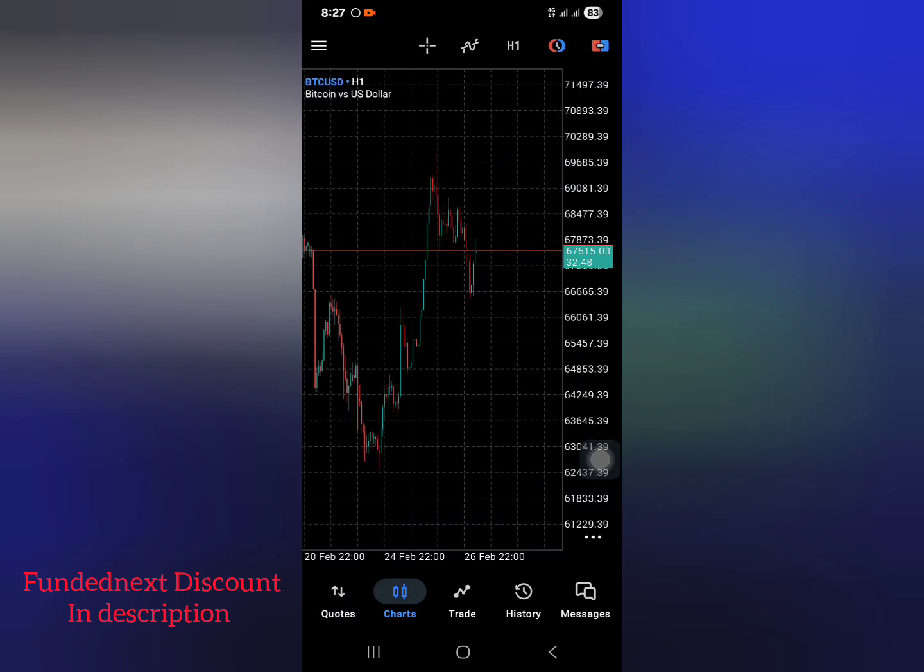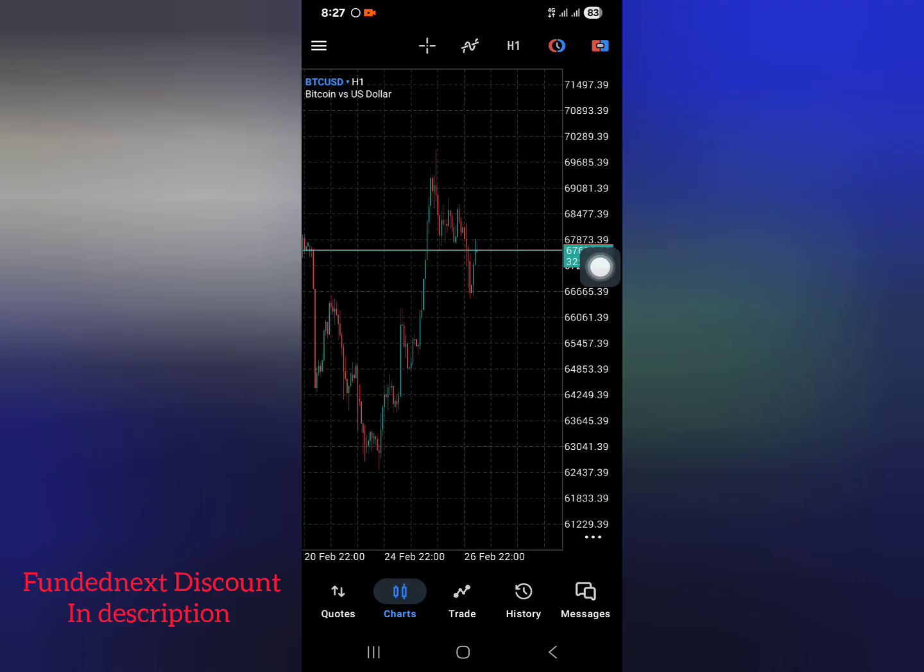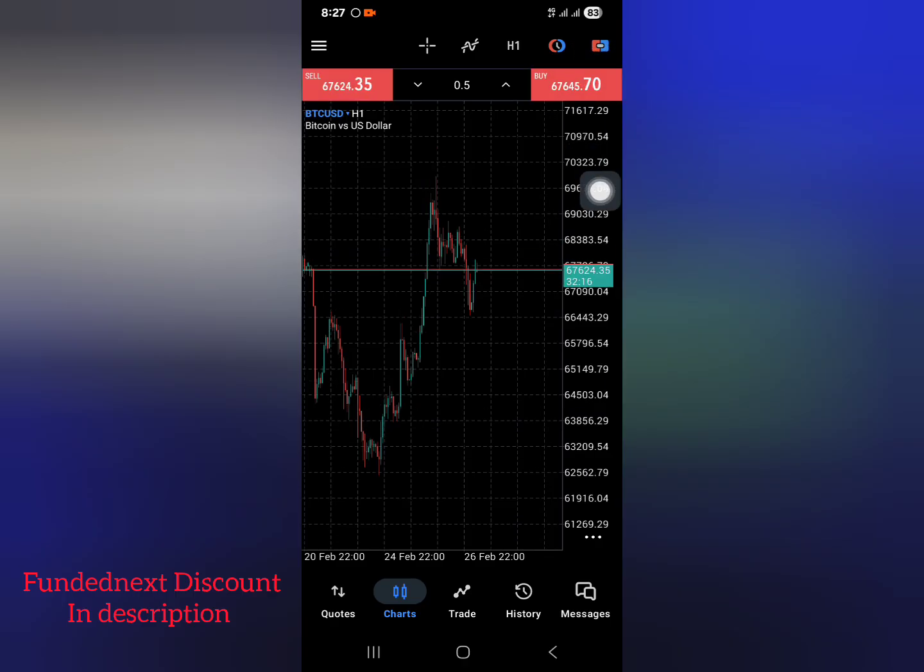To enter a trade, the trade is running. Your balance and account show there. A person who is trading sees the red and green numbers. Then it asks: do you want to sell or do you want to buy?